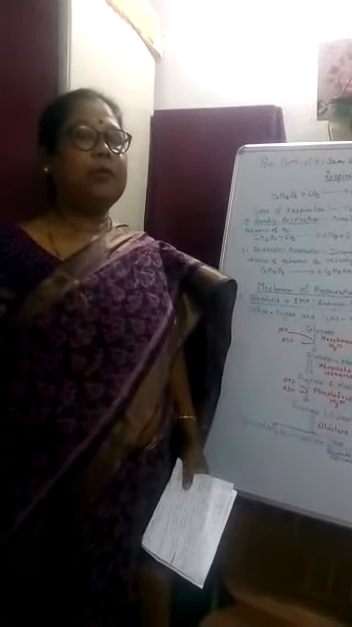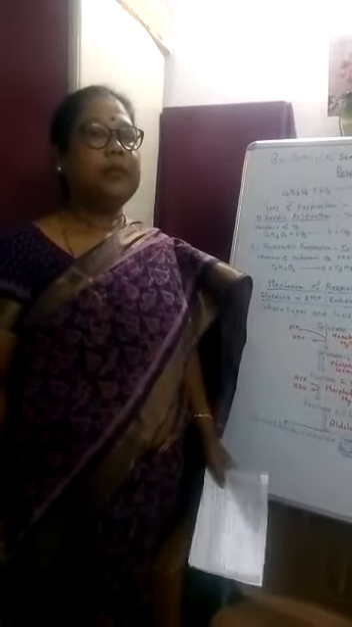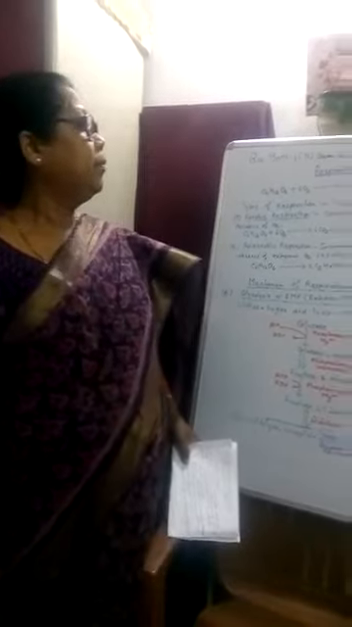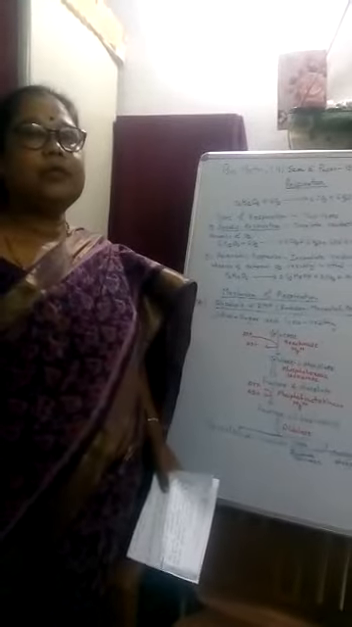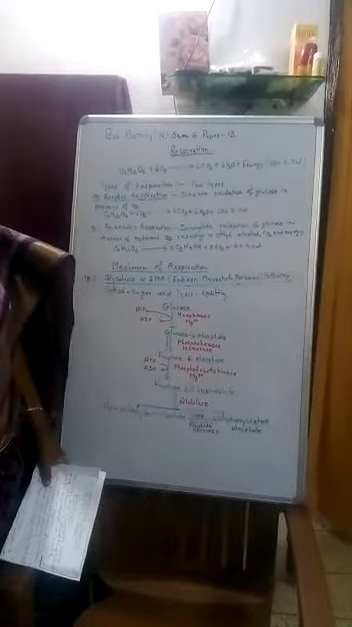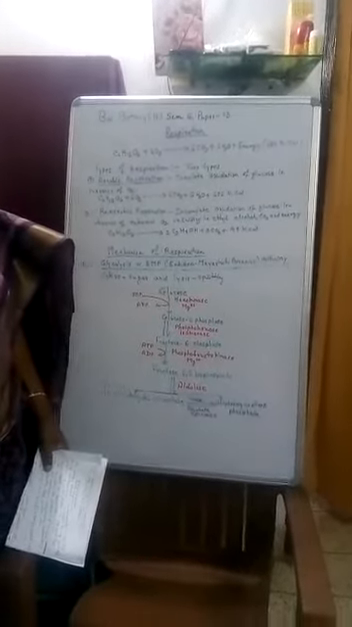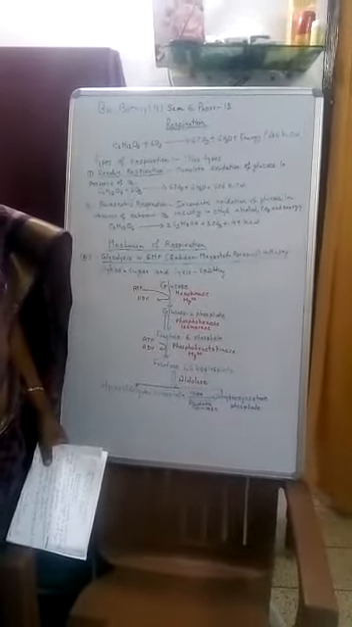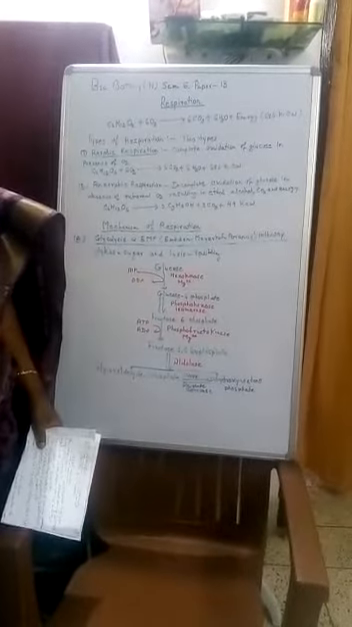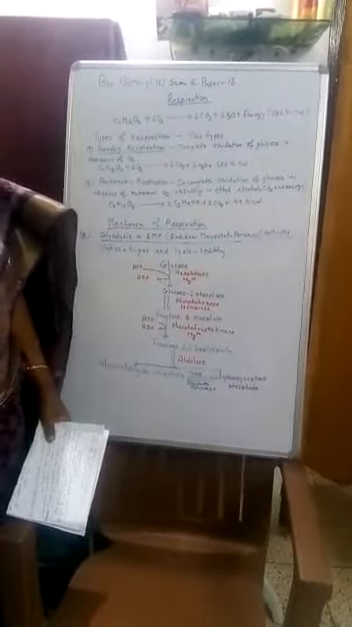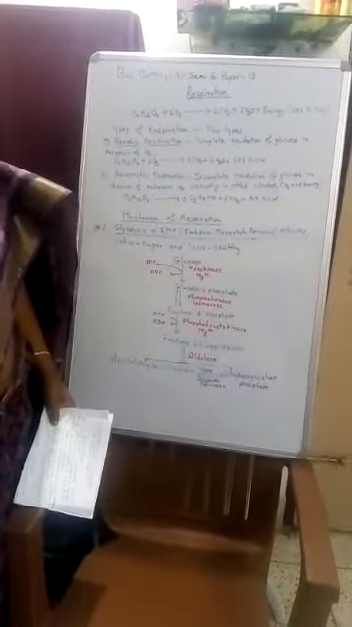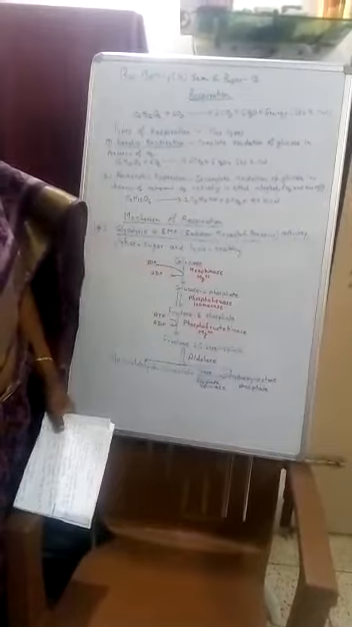Now I have come before you to teach respiration. Before this, I taught you photosynthesis. In photosynthesis, plants take carbon dioxide and water and form glucose. The byproduct is glucose. And in respiration, it takes oxygen and gives carbon dioxide, water and energy.